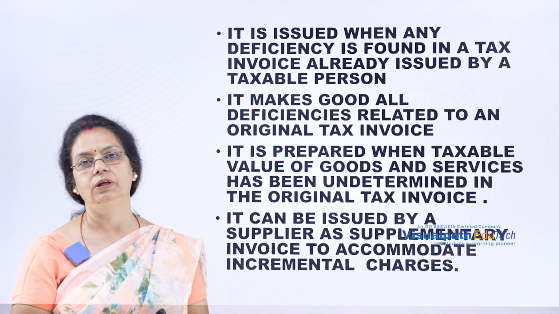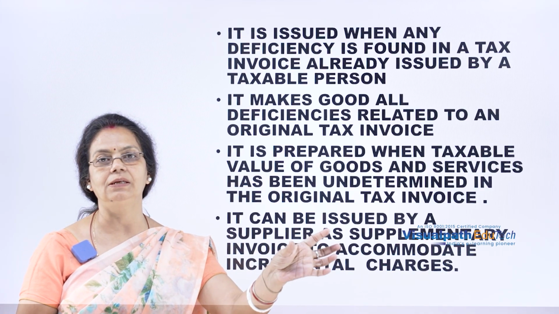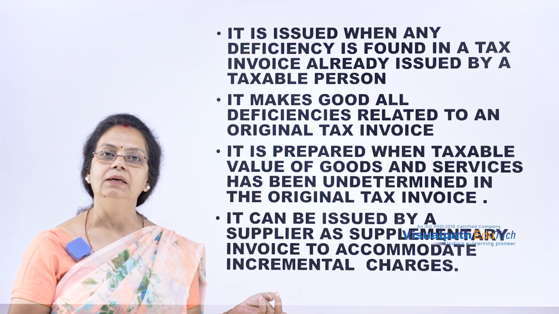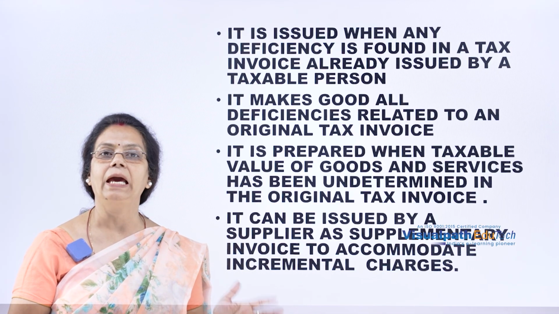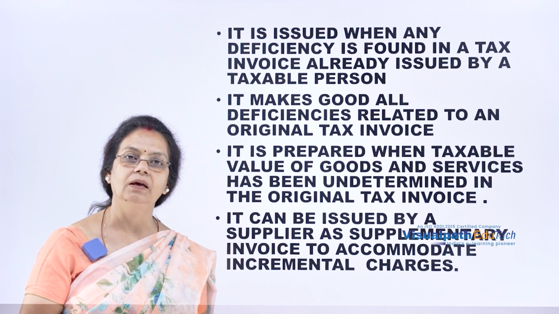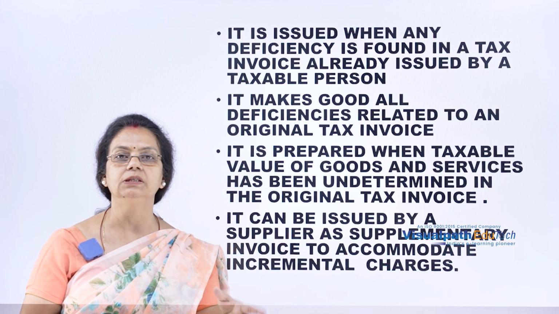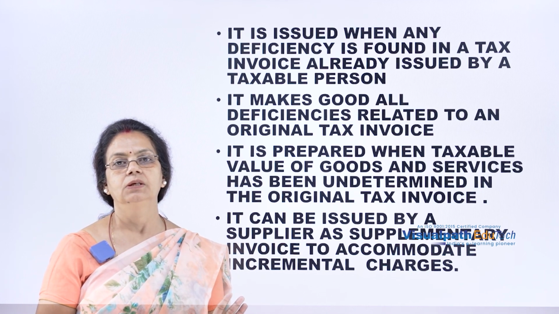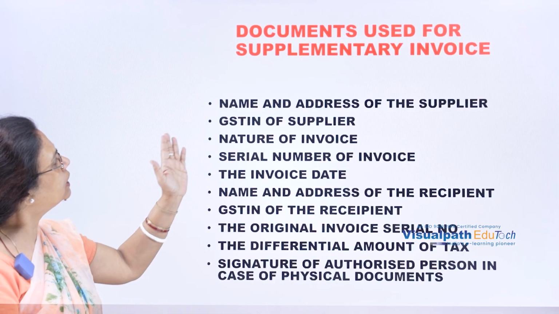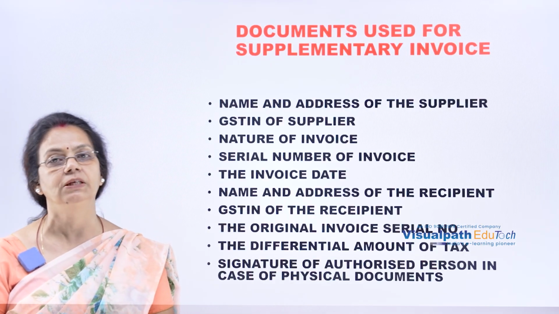Not the entire calculations. With reference to the original tax invoice, this has to be prepared, either for the amount deficiency, a mistake in writing, or if there are any mistakes in the calculations. So this is known as a supplementary invoice. So what are the documents used for the supplementary invoice?